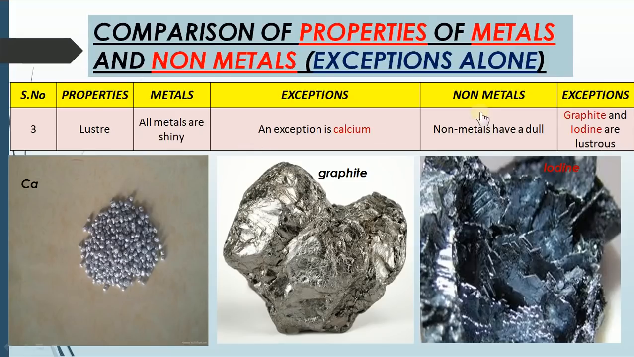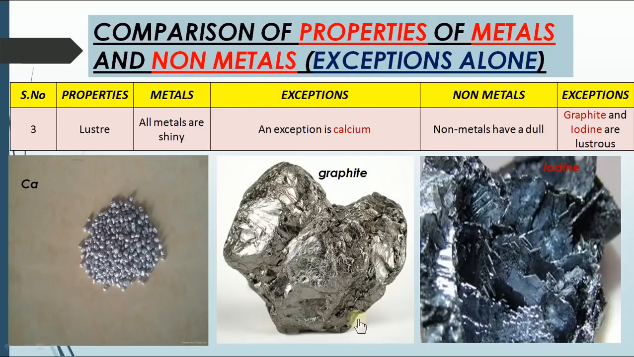Then compared to the non-metals: non-metals generally have a dull look. That means they are not very shiny when exposed to light. Whereas graphite and iodine, this graphite is very shiny. You could see in this picture when exposed to light. Why does this happen? The reason behind this is that graphite is made up of carbon, and in graphite each carbon has a free electron. This point you have to be very clear.